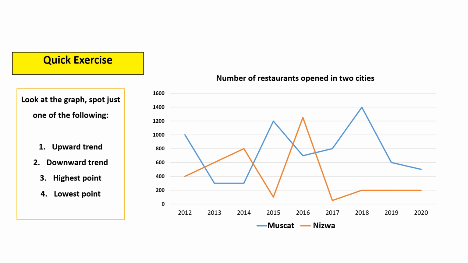Now you can do a quick exercise. I want you to look at the graph and carefully check the following: upward trend, downward trend, the highest point and the lowest point. Just one quick answer for each. Pause the video and write the answer in your exercise book. Play again to check your answers.